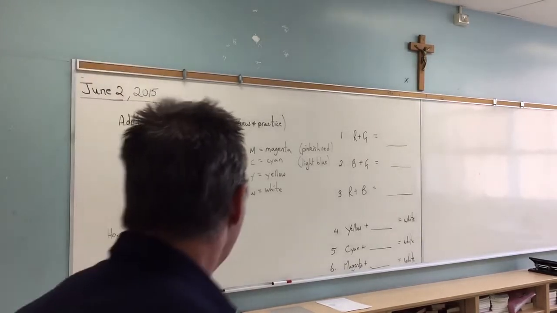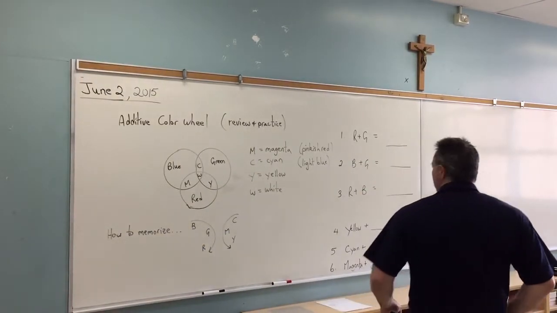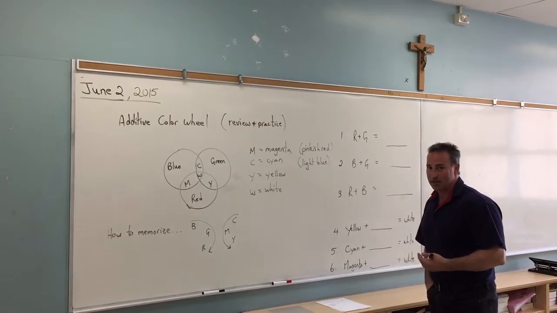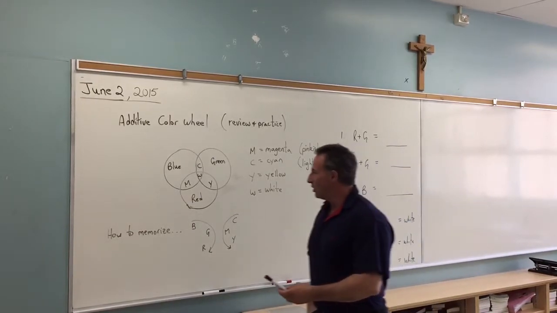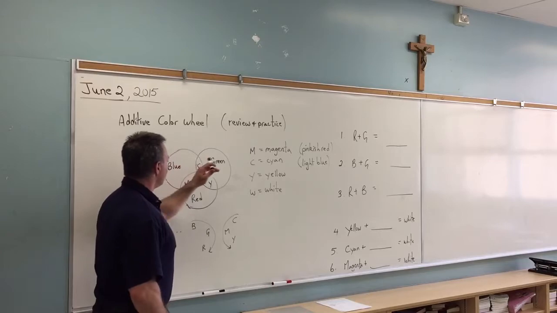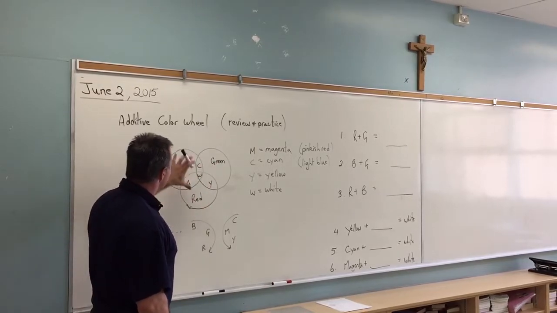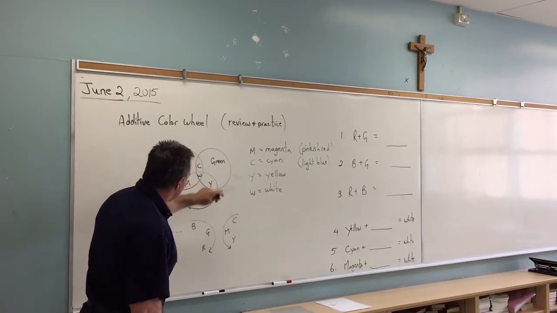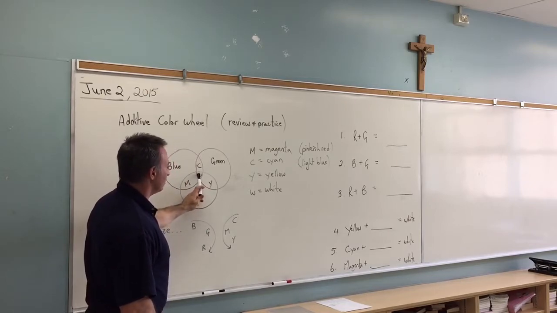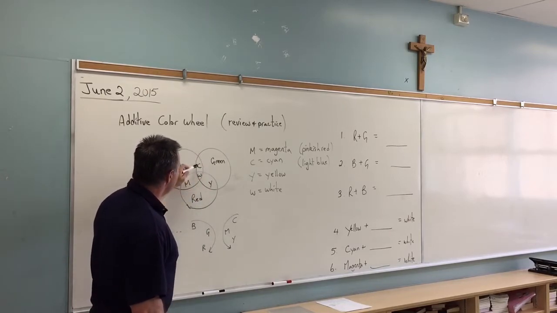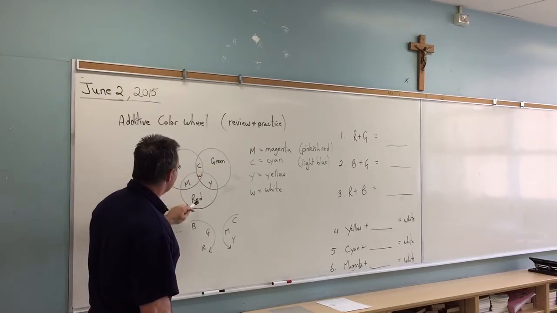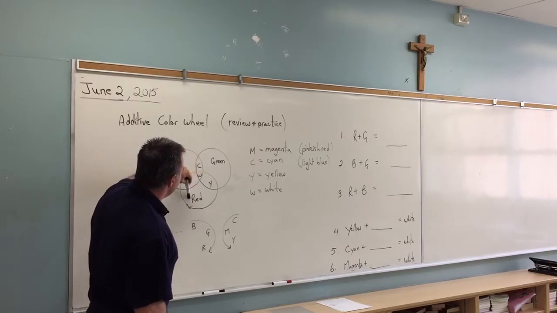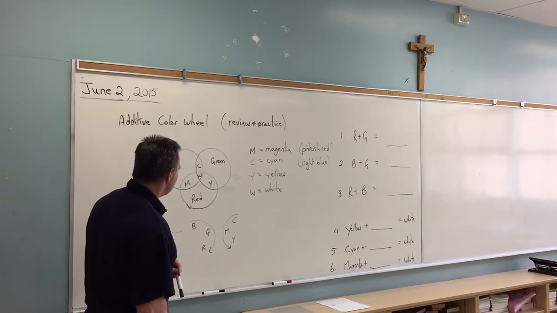And what I'll do is show you what I do to memorize the color wheel. You'll notice that it has blue, green, and red. So you have a blue light, a green light, a red light. If you combine all three lights, you get white in the middle. If you combine blue and green, you get cyan, which is kind of light blue. If you combine blue and red, you get magenta, which is a sort of pinkish red. And if you combine green and red light, you get yellow.